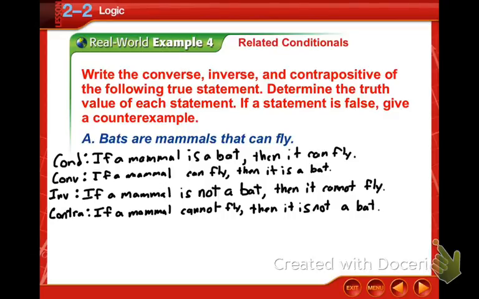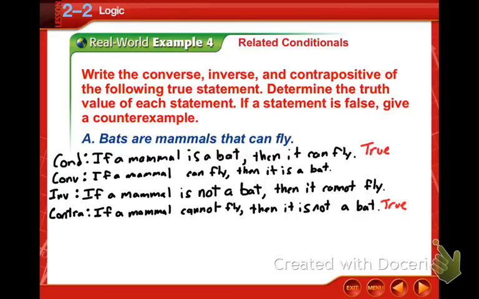So now, truth value for each of these. First off, the conditional we know is true because I said it was true earlier, right? If a mammal is a bat, then it can fly. Bats can fly. We know that's true. So remember, logical equivalence says that the conditional and the contrapositive should be the same truth value. So if a mammal cannot fly, then it is not a bat. And again, bats are the only mammals that can fly, so that is true. So our two that are logically equivalent so far are true.